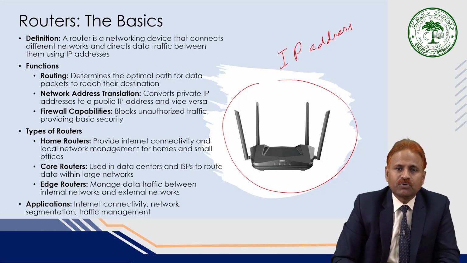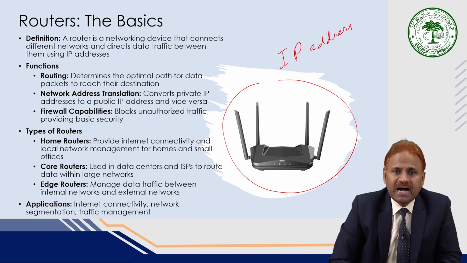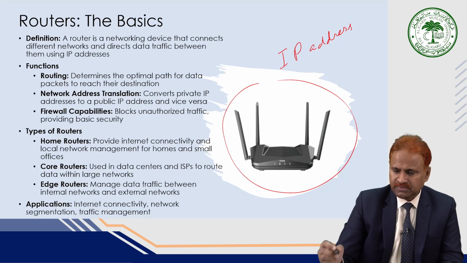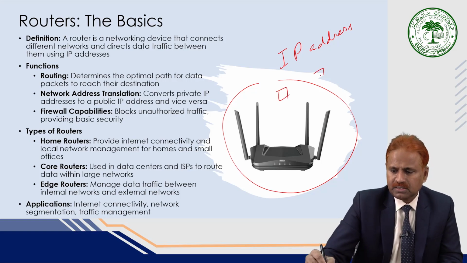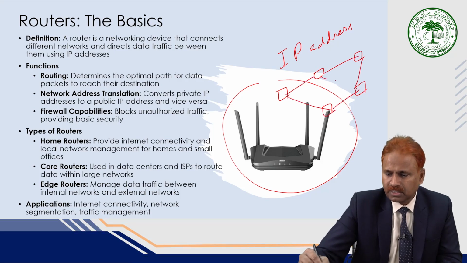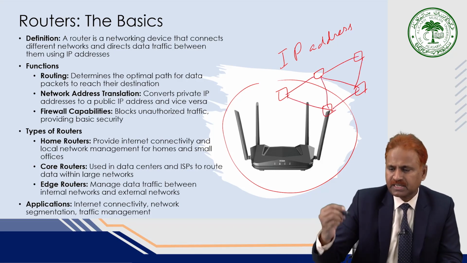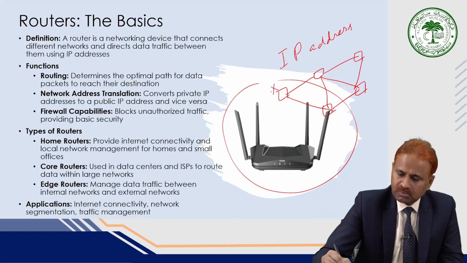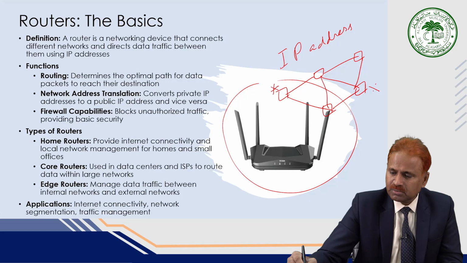What are the functions of a router? It determines the optimal path for data packets to reach their destination. See here, I am just showing you a network. For example, some computers are there and they are connected with each other. They form a computer network. Say this computer wants to send a message to this computer.